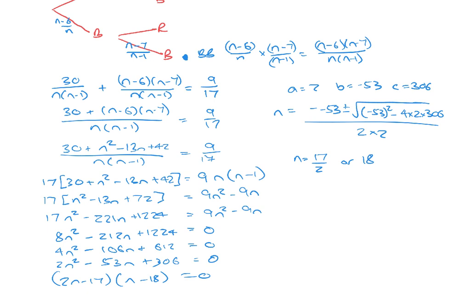And clearly, because we are dealing with n being the number of beads, it cannot be 17 over 2. You cannot have a fractional number of beads. So n must equal 18. If you put the two solutions down there, then you will lose the answer mark. You only get 5 out of the 6 available marks.